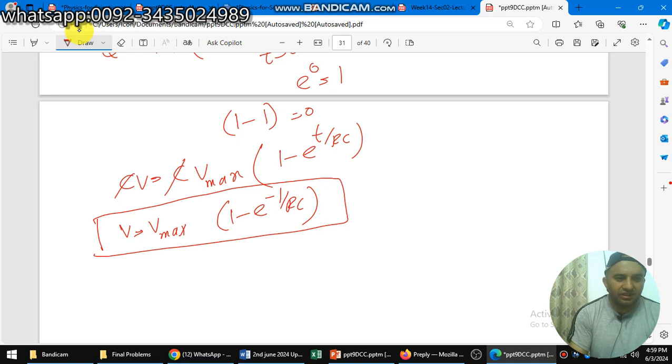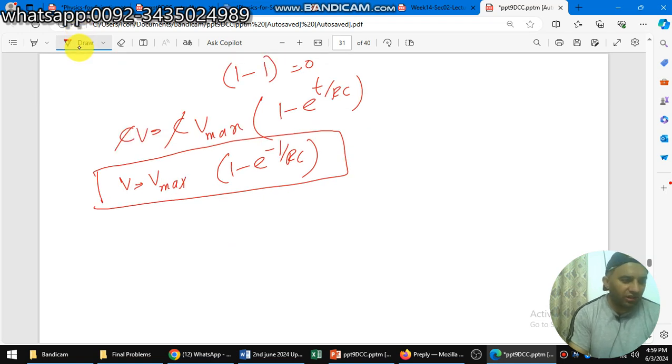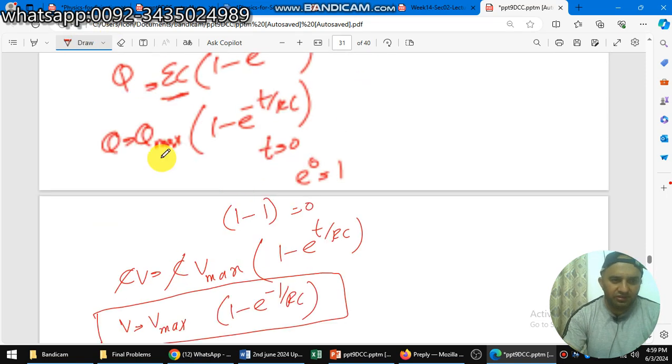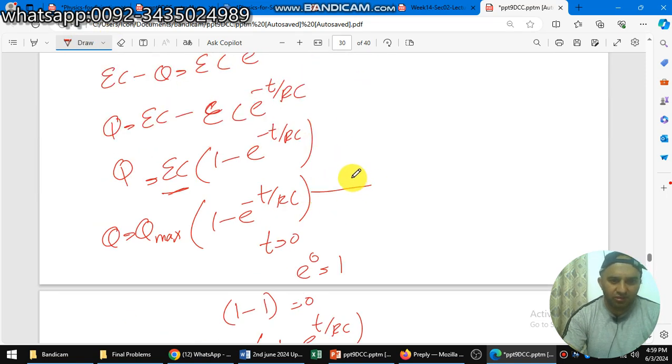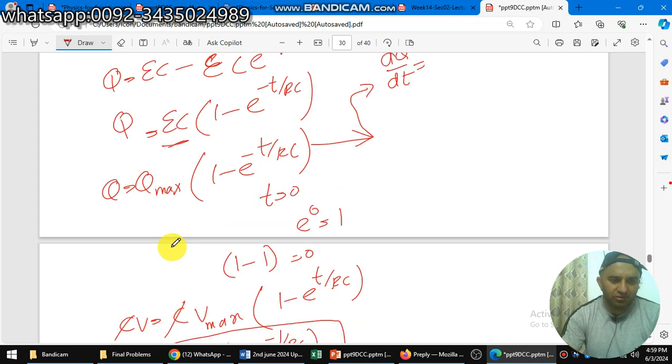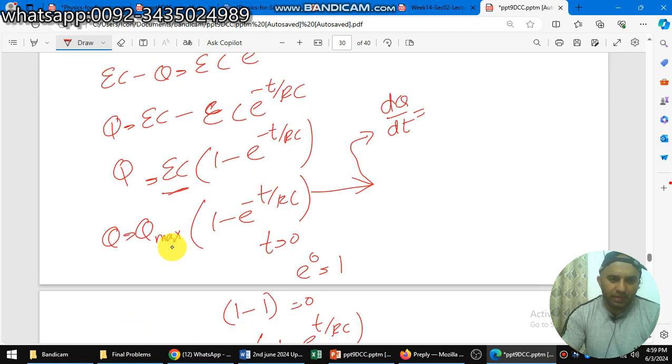Similarly, we can find the current I. V is equal to IR. So we can also find I by taking the derivative of this equation for Q. So I is equal to dq over dt, which is equal to EC into the derivative of (1 − exponential).